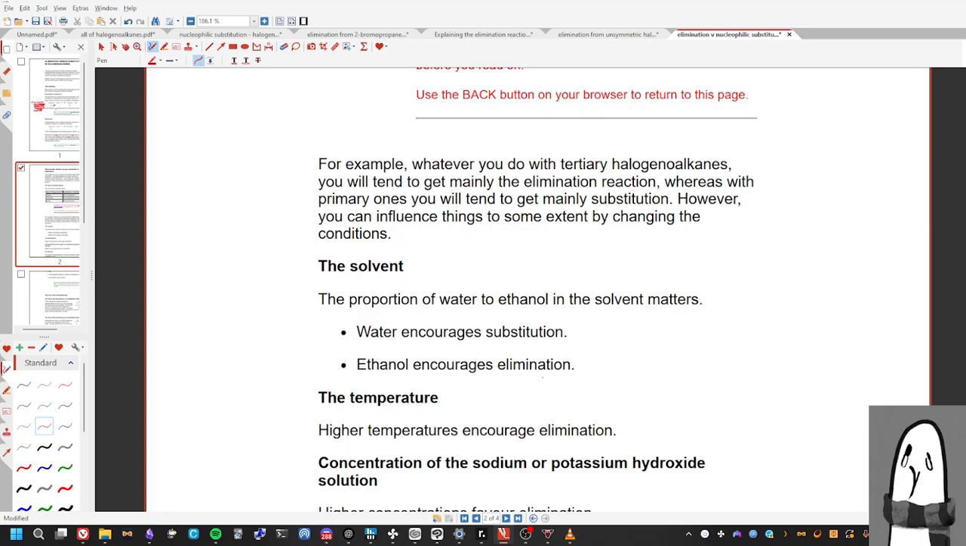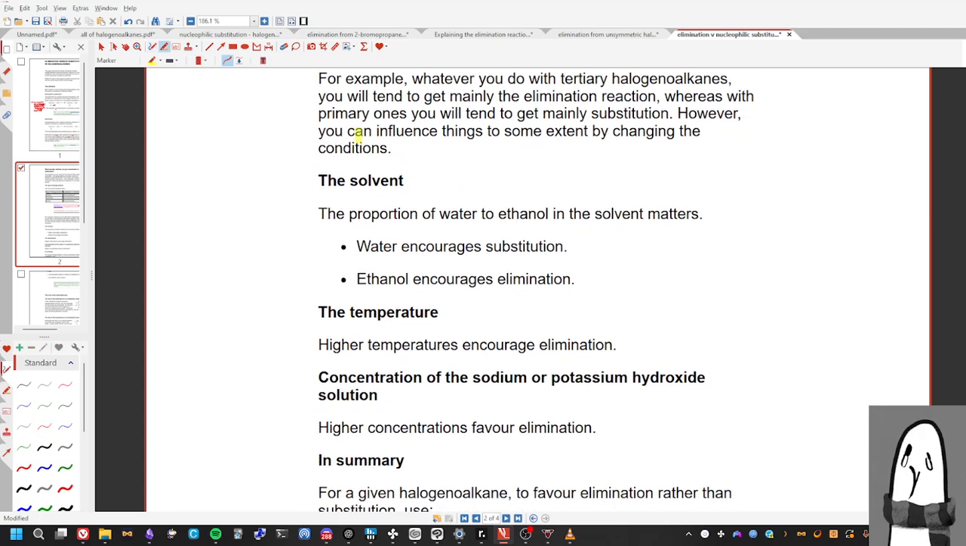However, you can influence things to some extent by changing the conditions. Here you have the conditions that you're changing: the solvent, the temperature, and concentration. First of all, the solvent. In this case it would be water 50, ethanol 50. Water encourages substitution, ethanol encourages elimination. Why would that be happening? I couldn't really explain this. I have no idea.